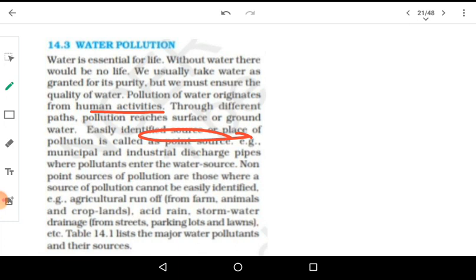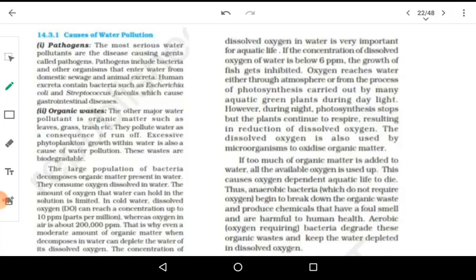Now we have non-point sources as well. Non-point sources means those which cannot be easily identified. For example, we have agricultural runoff from farms, animals, and croplands, acid rain, stormwater drainage, etc. These are some of the non-point sources of water pollution. Let us now see what are the causes of water pollution.